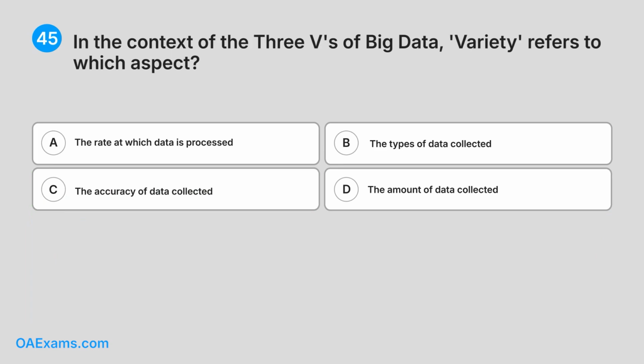45. In the context of the 3 V's of big data, variety refers to which aspect? A. The rate at which data is processed. B. The types of data collected. C. The accuracy of data collected. D. The amount of data collected. Do you know the answer?